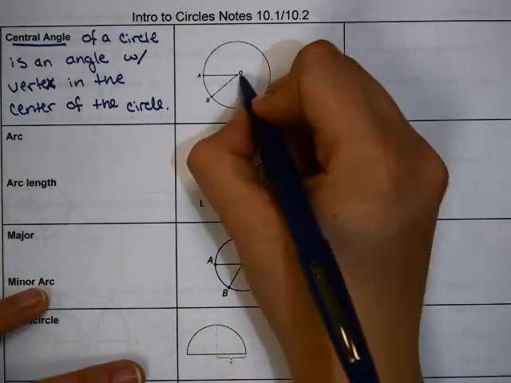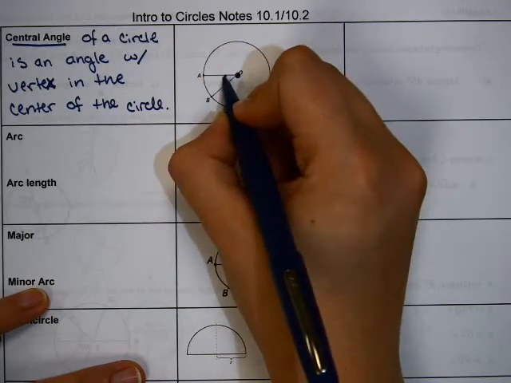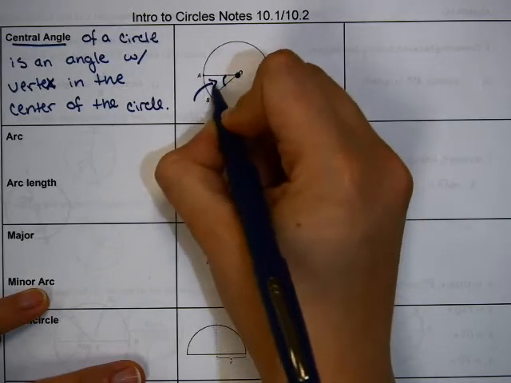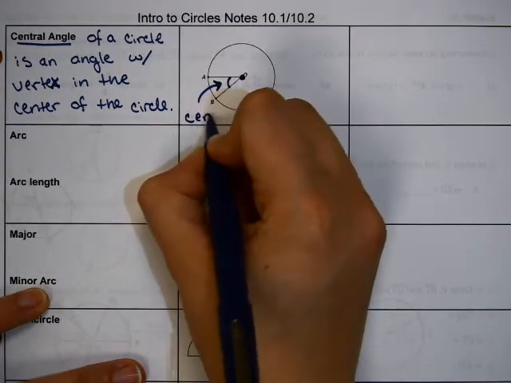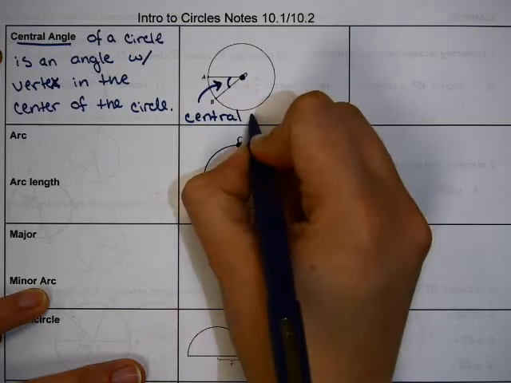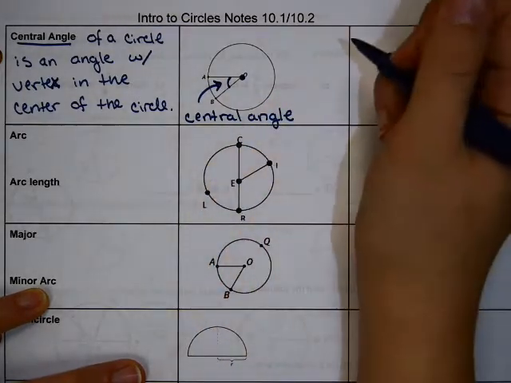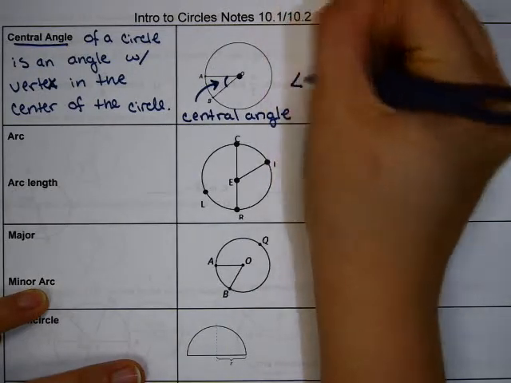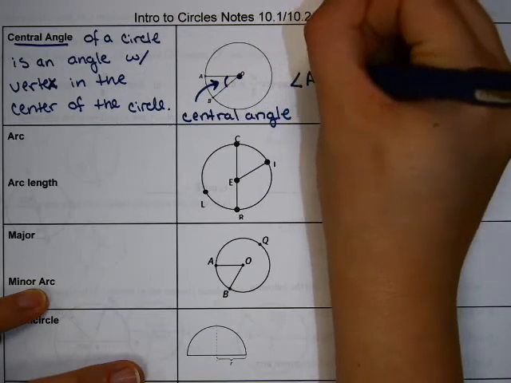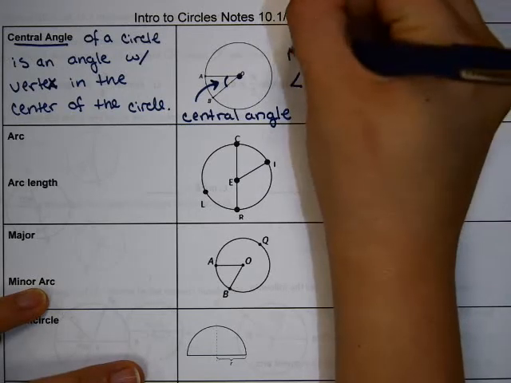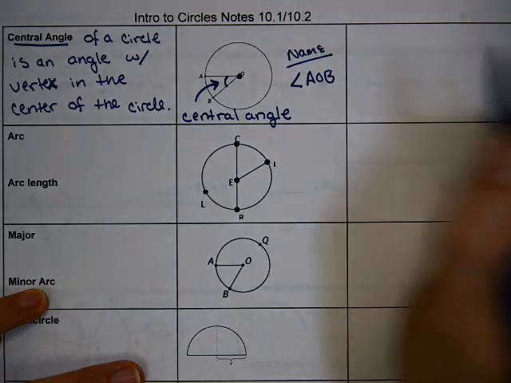So here's the center, okay, and then therefore this would be my central angle. And we would name it using the center as O. So we'd say angle AOB is the central angle. Okay.